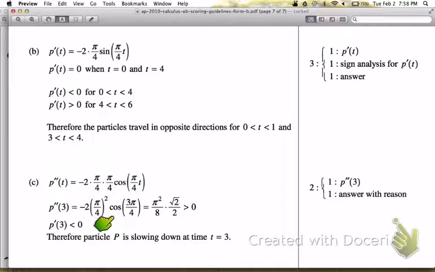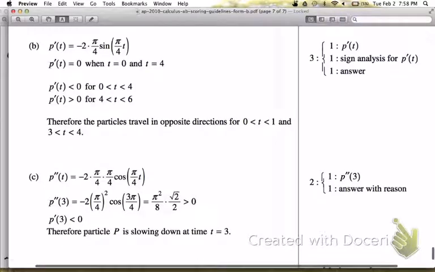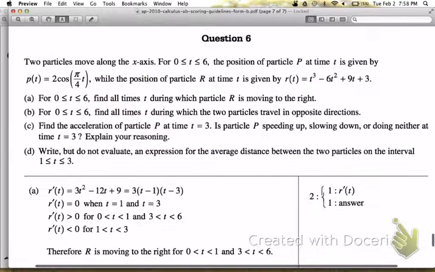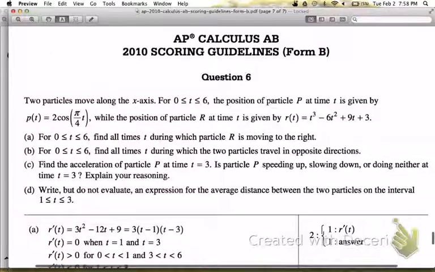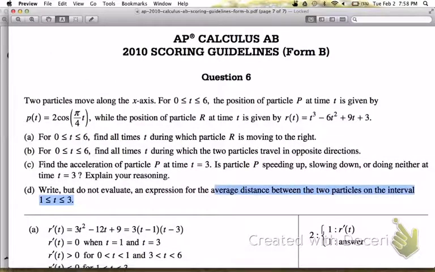Part D is the last part to this, but you guys do not have the knowledge yet to answer that part. We haven't talked about average values yet, so we'll put that one off for right now.